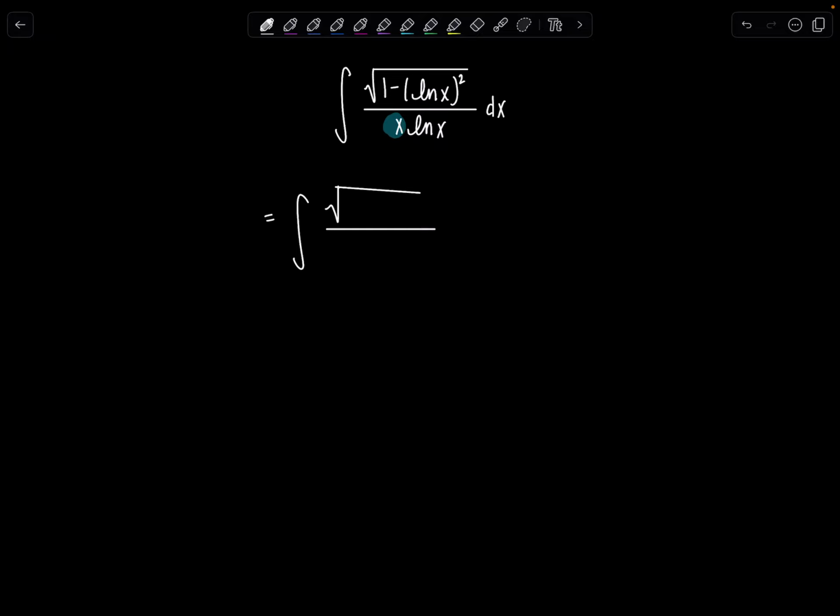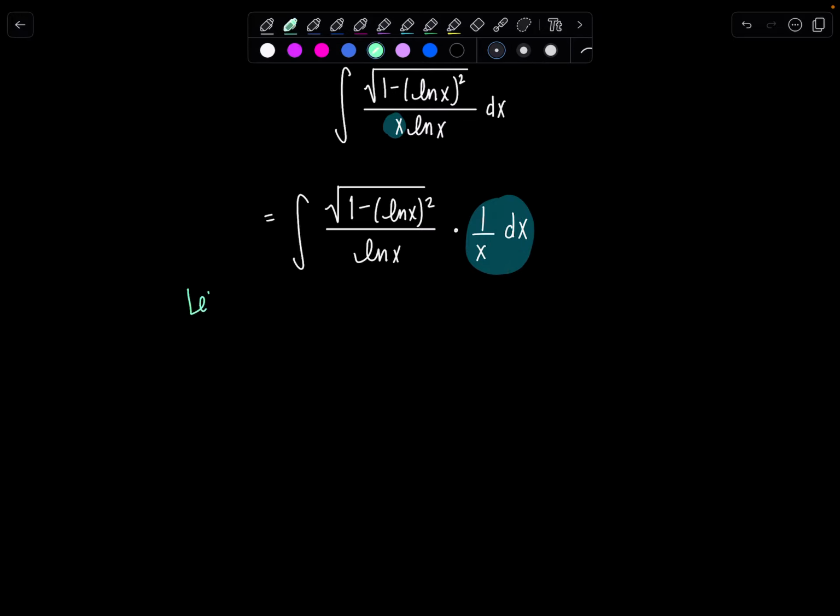So you can rewrite this as square root 1 minus natural log of x squared, and then just leave only natural log of x in the denominator, and then I'm going to pull that little x out to the side, and so now we have 1 over x dx, which if I go ahead and say, all right, let u equal the natural log of x, then du is 1 over x dx. So this is going to be a really clean substitution to hopefully get the ball rolling on solving this problem.